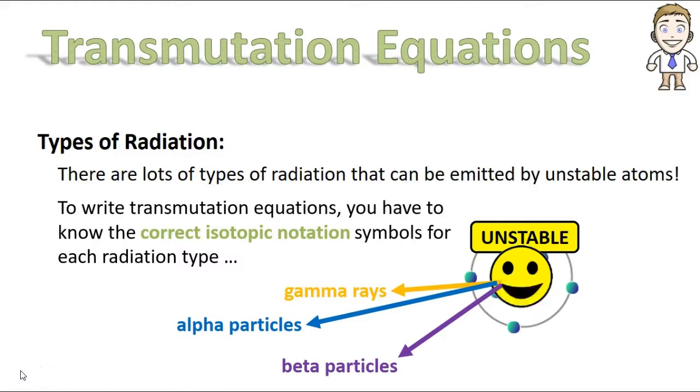Before we actually look at any transmutation equations, let's also remind ourselves of some of the correct isotopic notation symbols for each of these three radiation types. For gamma rays, we use the gamma symbol, 0 0, because it's just a wave that has no mass. Alpha particles are made of 2 protons, so an atomic number of 2, with 2 neutrons attached, totaling to a mass of 4. And there's no electrons, so the charge is technically +2. And beta particles, we use a lowercase e because they're just electrons, -1 for the atomic number, and 0 mass because electrons have 0 mass.